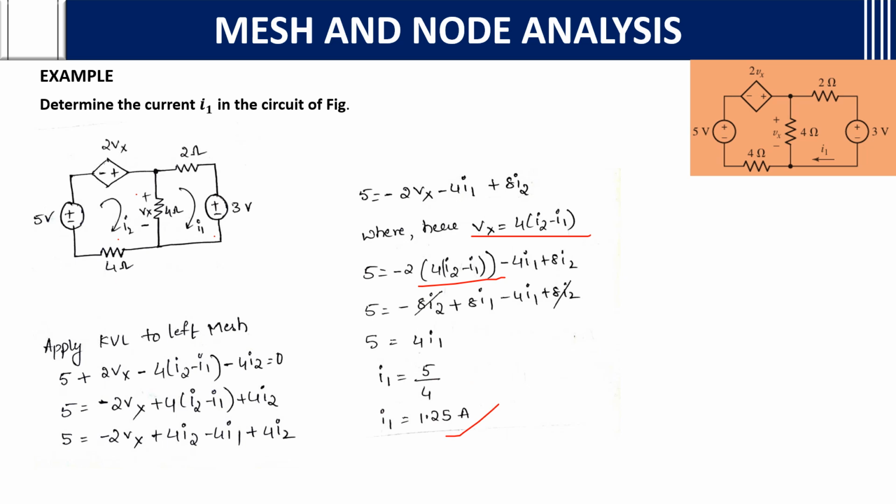Here, no need to write the equation for the right mesh. Why? Because you already got the I1 value, and we want the I1 value in this circuit. If they ask for the I2 value also, then you need to write the equation for the second mesh also and find the I2 value.